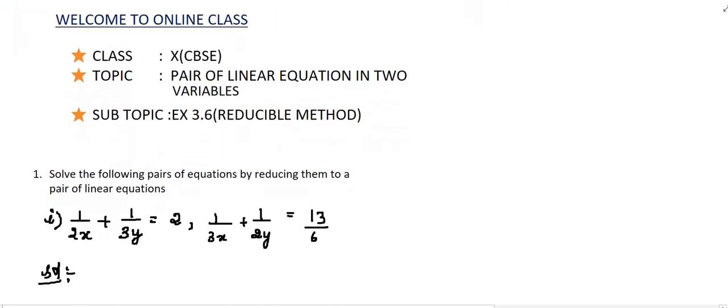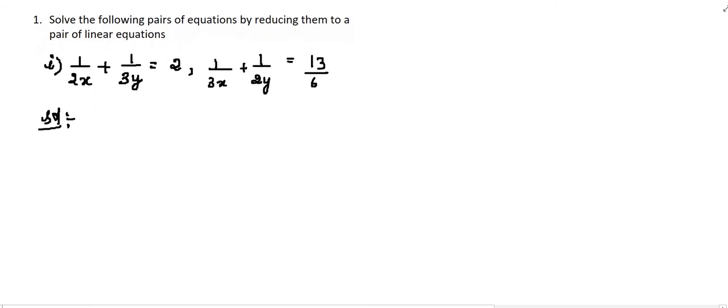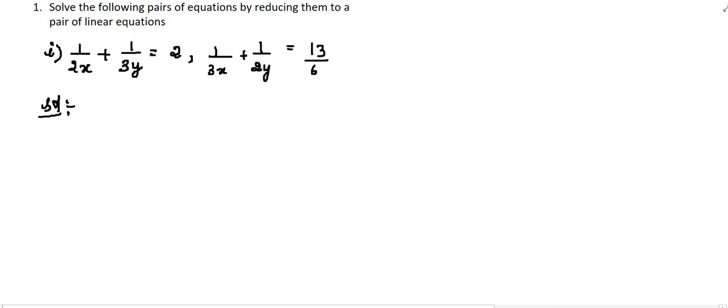See the first one, 1 by 2x plus 1 by 3y is equal to 2, comma 1 by 3x plus 1 by 2y is equal to 13 by 6. So here the variable is in the denominator. I am going to take 1 by x as a and 1 by y as b. When I take like that, see 1 by x as a means a by 2 plus 1 by y is b, so b by 3 is equal to 2.